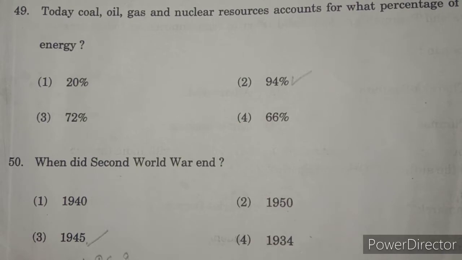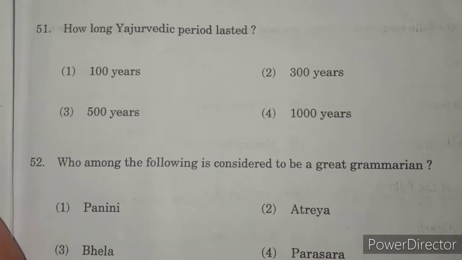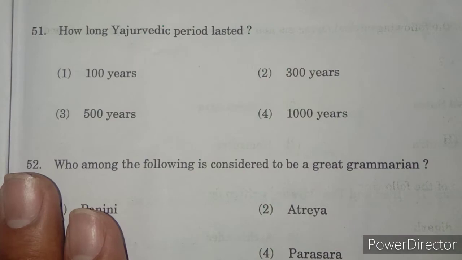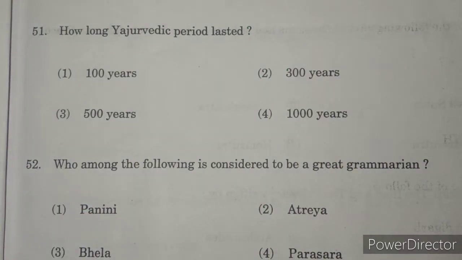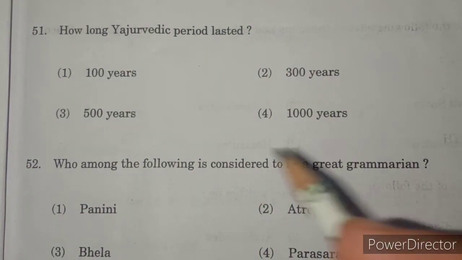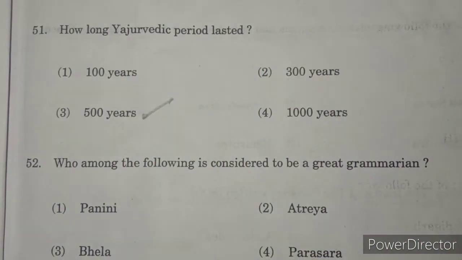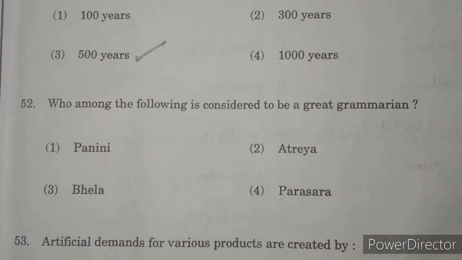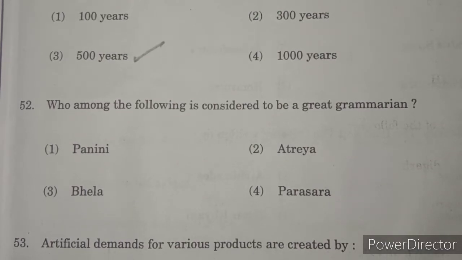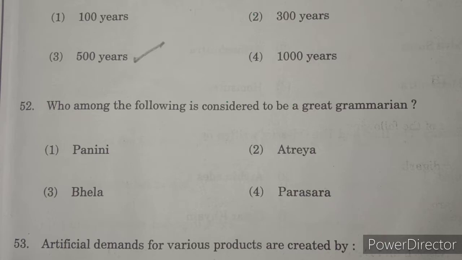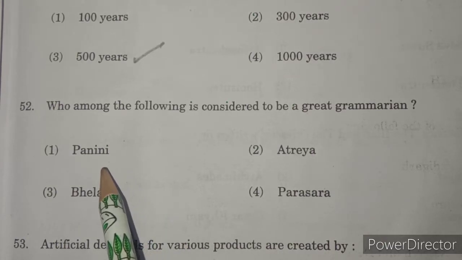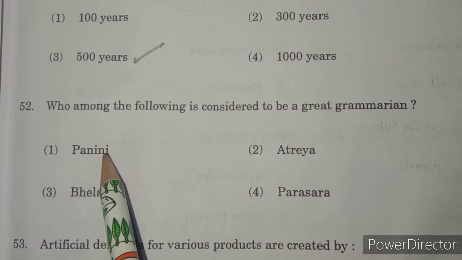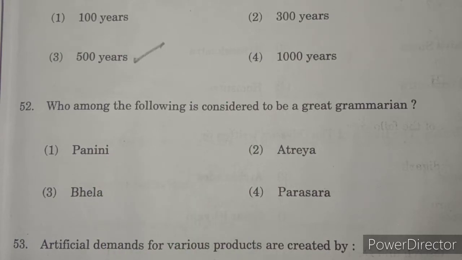Next question. How long did the Yajurveda period last? Answer is third, 500 years. Who among the following is considered to be a great grammarian? Answer is first, Panini.